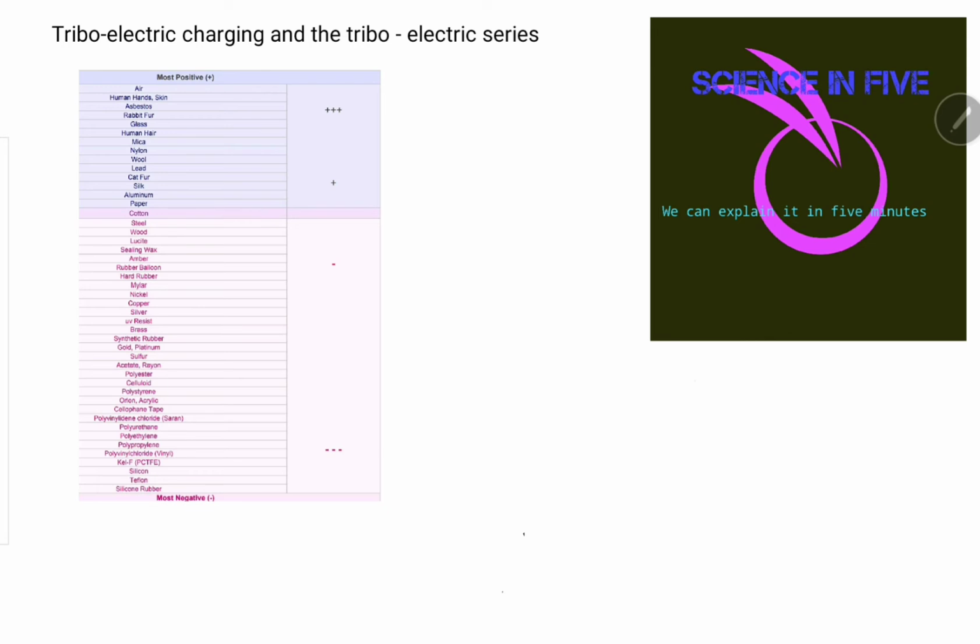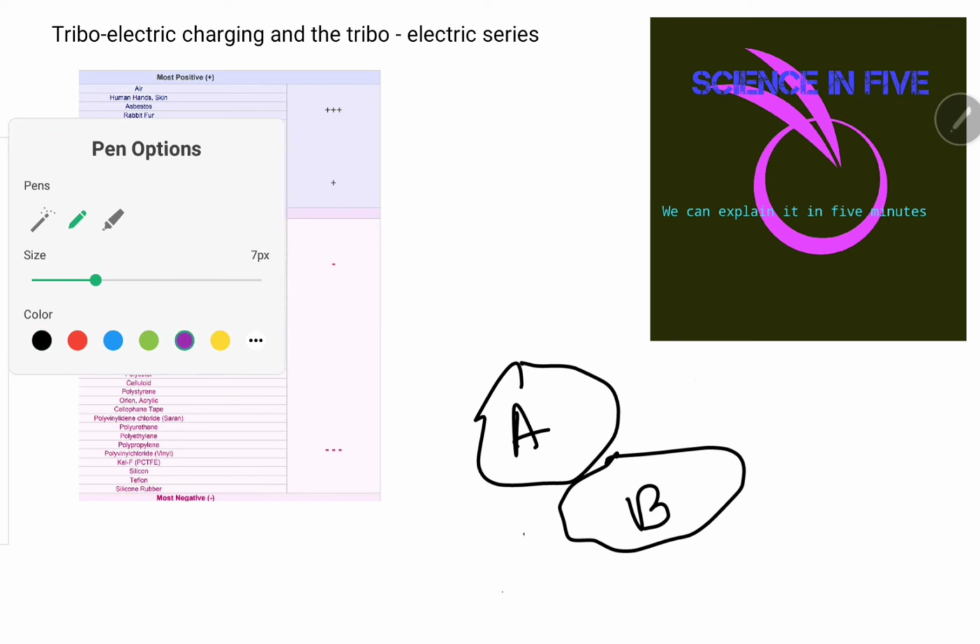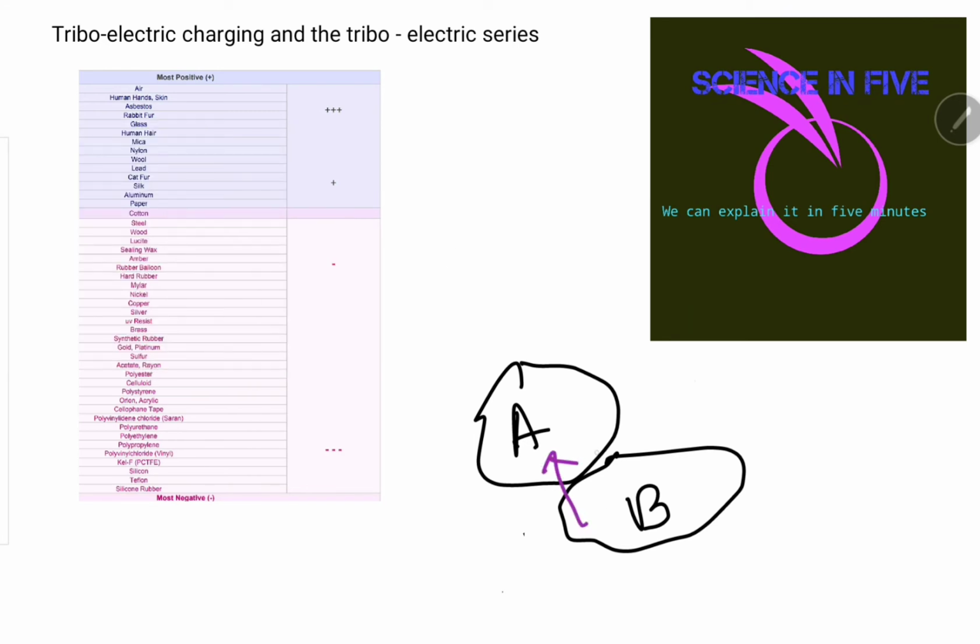Triboelectric means rubbing 2 objects together and they get charged. So when you rub two different objects together, they can get charged. Triboelectric charging is a technical term for that process. Now during the charging or the rubbing, there is movement of charge between the two. There's some kind of charge transfer.